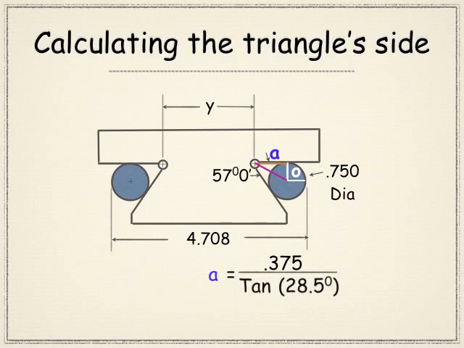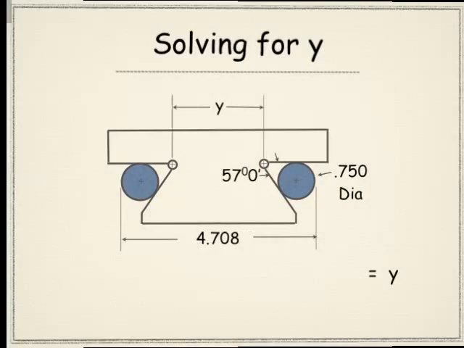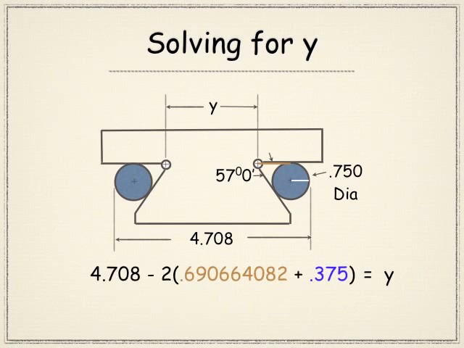Substituting in our value for the opposite side, our final formula will be the adjacent side is equal to 0.375 divided by the tangent of 28.5 degrees. Here's the tangent for 28.5 degrees, and when we make that division we get about 0.690. And that's side A. Now we know what side A is, we know what the white line, the radius, is, so we can add those two together to get the two segments we need for one side of the problem.